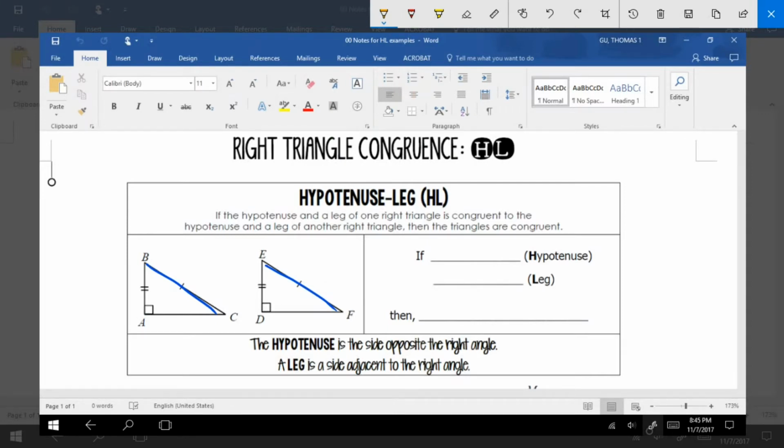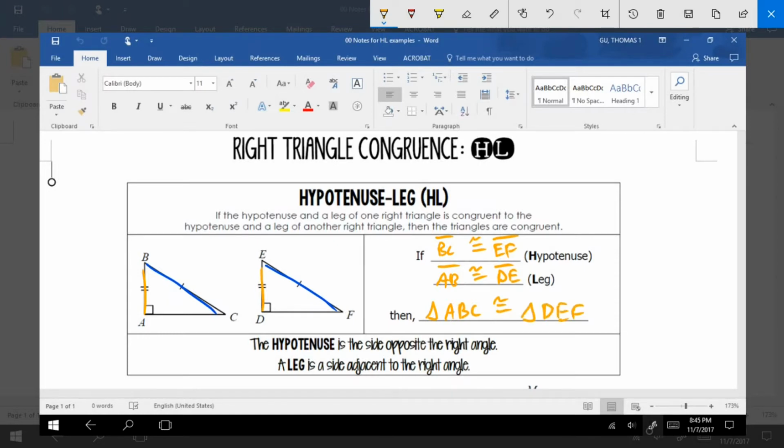If the hypotenuse, where the hypotenuse, it's going to be BC is congruent to EF. That's the two hypotenuses. And then where's our legs? AB, it's right here, is congruent to DE. Then triangle ABC is congruent to triangle DEF.